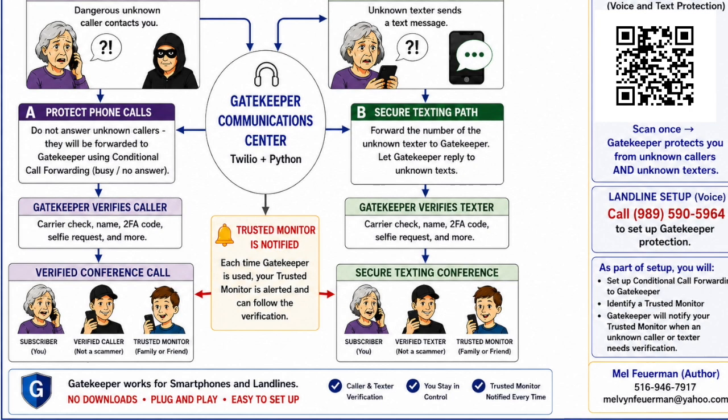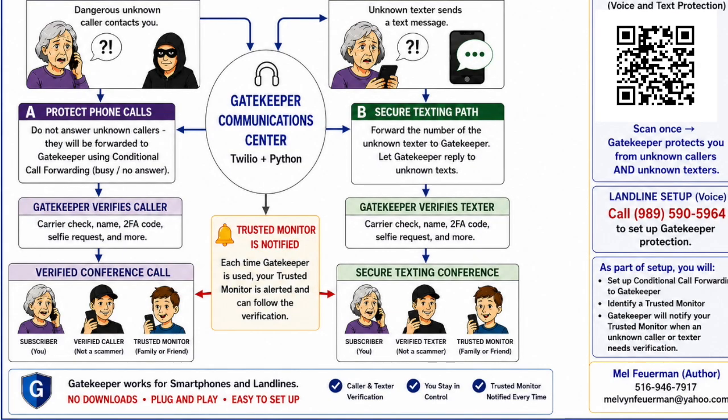Okay. Now let's look at the text column. We have an unknown texter. The unknown texter sent a message to the lady. She looks very puzzled, doesn't she? Yes, she definitely looks puzzled.